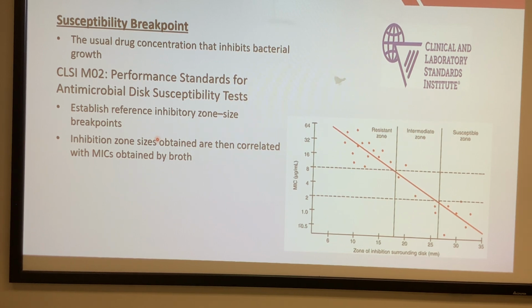The susceptibility breakpoint is established beforehand, before you're doing it. The Clinical and Laboratory Standards Institute does a bunch of testing on hundreds of microorganisms, and they establish the reference inhibition zone size breakpoint. Meaning they do the agar disk diffusion and decide the zone breakpoint, the inhibitory zone. They also correlate the same concentration with the liquid broth to decide which is the MIC for that inhibition. They plot it on a chart, and using the plotted chart, you can find your breakpoint for each.